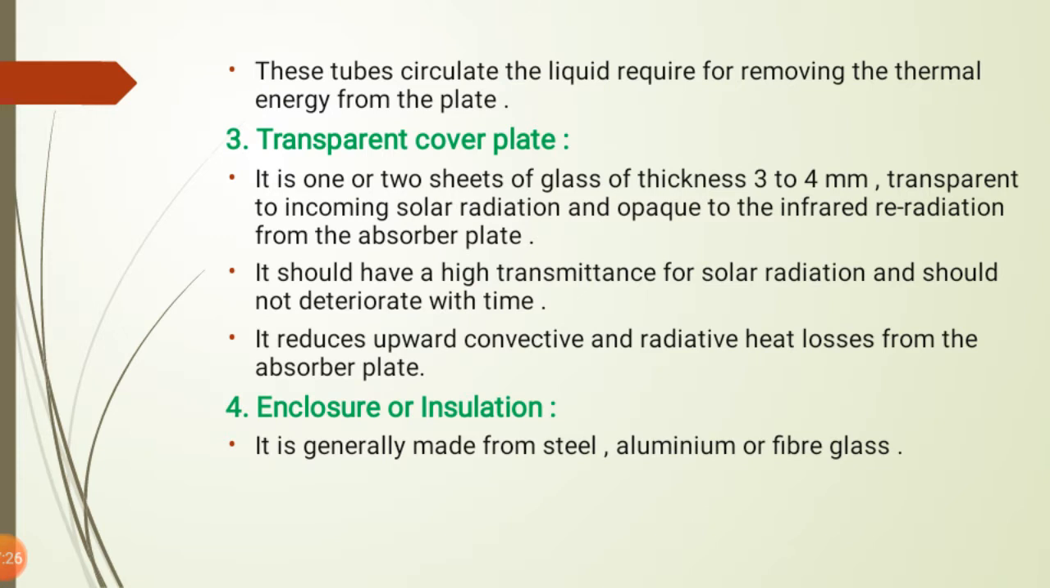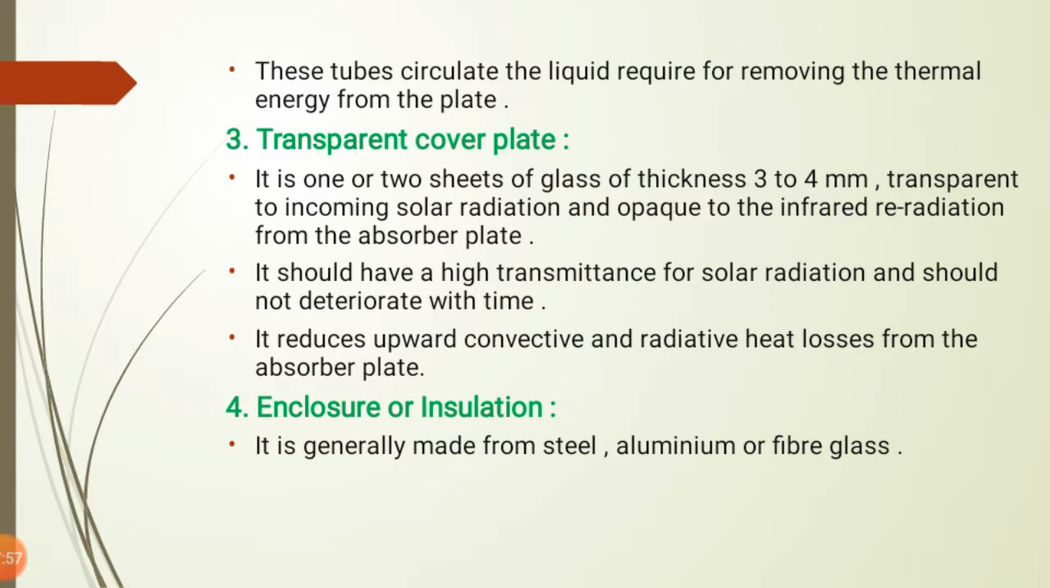These tubes circulate the liquid required for removing the thermal energy from the plate. The main function of these tubes is to circulate the liquid. That means the liquid is used to remove the thermal energy from the plate, and these tubes are used to circulate that liquid. This is the second part of the liquid flat plate collector.